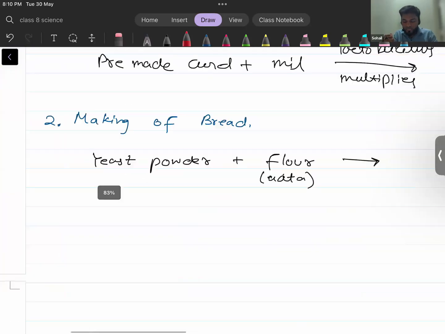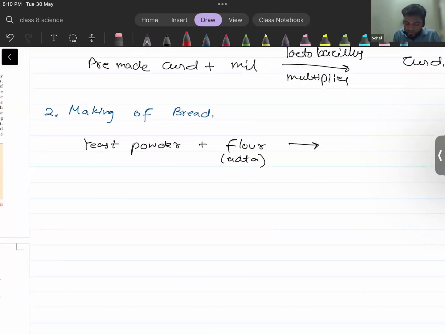Okay, Ahmed. So what happened along with this? I added few more things, some sugar, and what else did I add? Yes, Ahmed, are you there? Yes, sir. What else did we add? Warm water, right? Yes, we added warm water also. So we added three things here: flour, that is atta, some sugar, and some warm water.